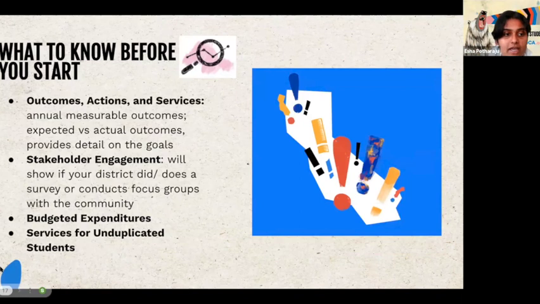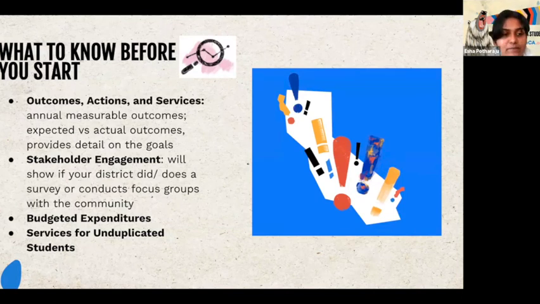Your LCAP should also contain outcomes, actions, and services, which are a list of actions taken to achieve the goals that were stated previously. Your LCAP should also have information about what the district has done to engage with stakeholders, and this can take the form of surveys, or also if your district has conducted focus groups with the community. You should definitely pay a little bit of attention to this, because districts should be engaging with their community. They should be gaining input from what the community wants in order to make decisions that affect the community.